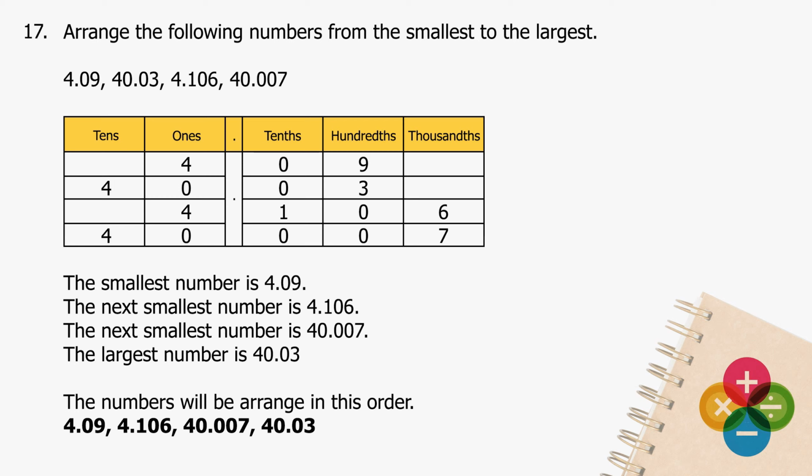The smallest number is 4.09. The next smallest number is 4.106. The next smallest number is 40.007. The largest number is 40.03. The numbers will be arranged in this order: 4.09, 4.106, 40.007, 40.03.